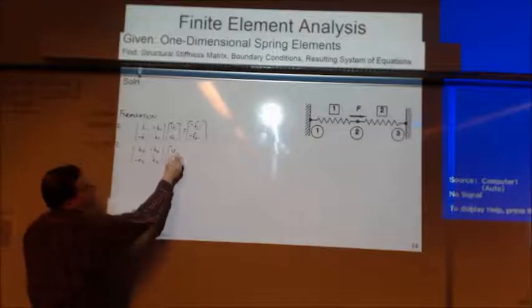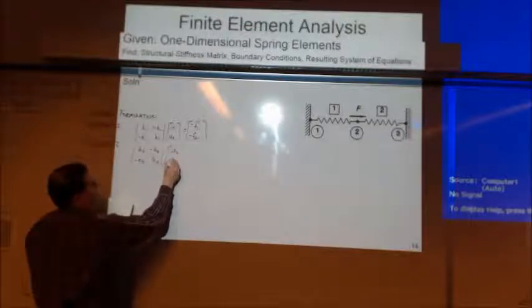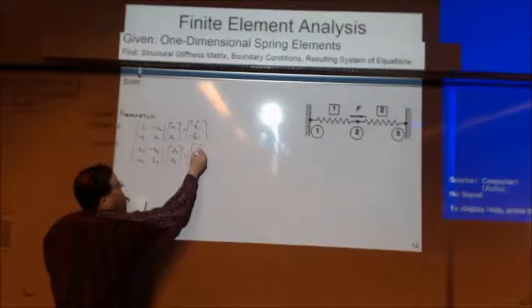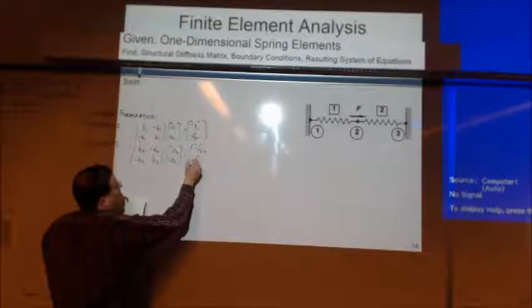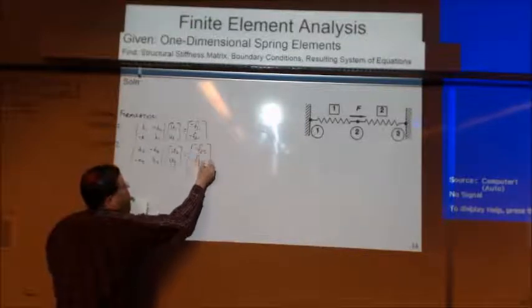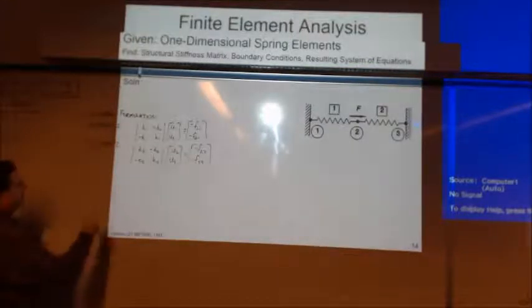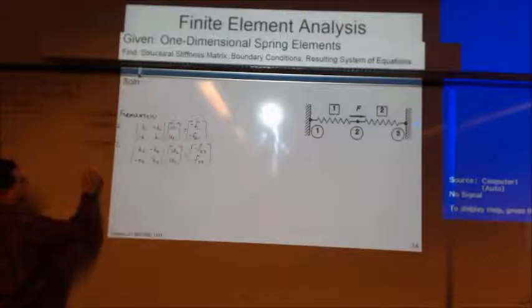Except for this is going to be U2 and U3, right? F2, F2, 3. Okay, questions about that? Okay, so our equilibrium.